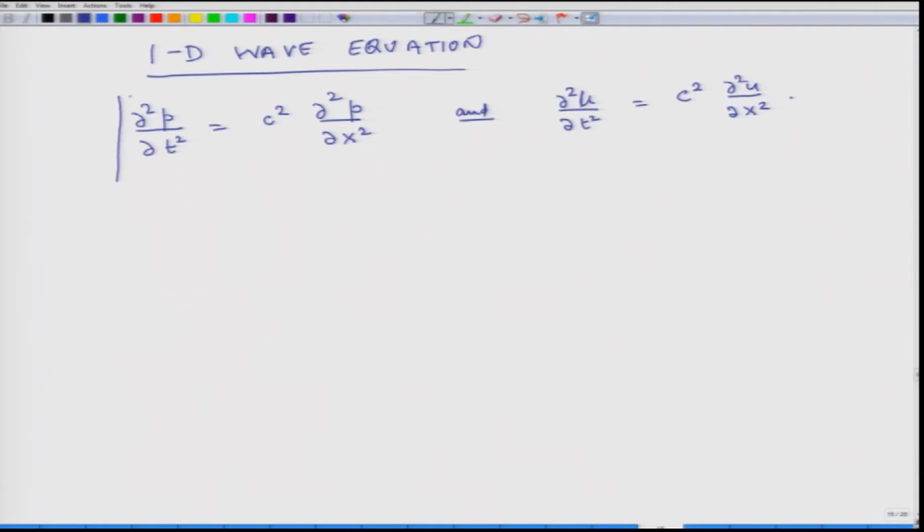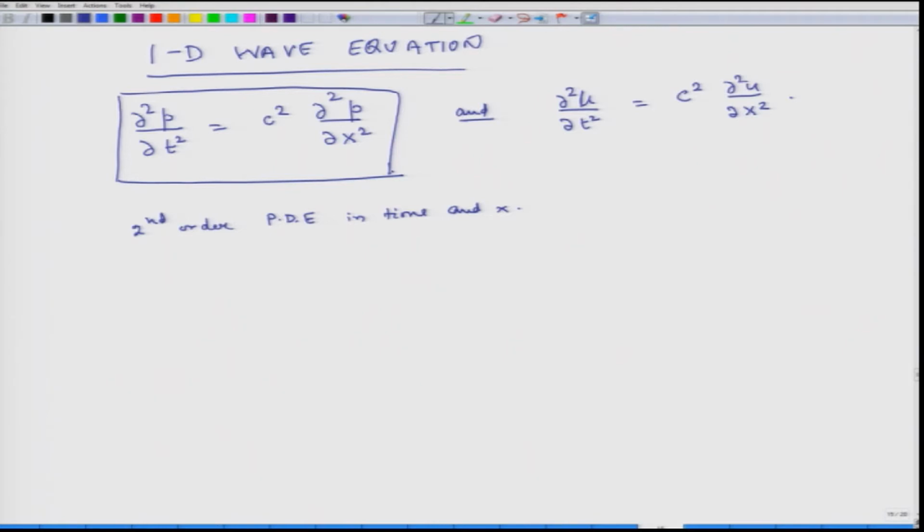In this class we will primarily focus on the pressure wave equation, but if we wanted to develop solutions for the velocity wave equation, the theory and the process will be more or less identical. So, we do not have to worry about the velocity wave equation. Now we will try to figure out a solution for this pressure wave equation. What we see is that this is a second order partial differential equation in time and x.